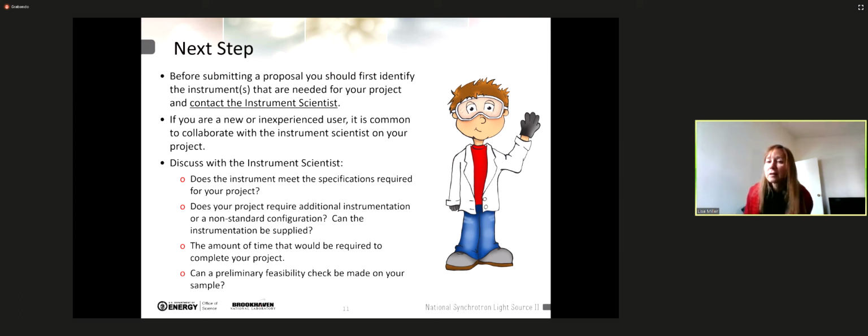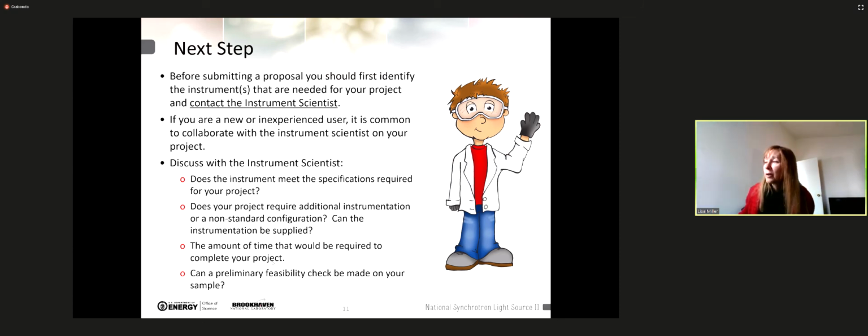If you need gases, you want to make sure that we have access to those gases and that our safety procedures allow them. If you have instrumentation you're bringing yourself, we have to make sure that that's all approved. And if they have instrumentation at the beamline that they will be supplying for you, you have to discuss that.